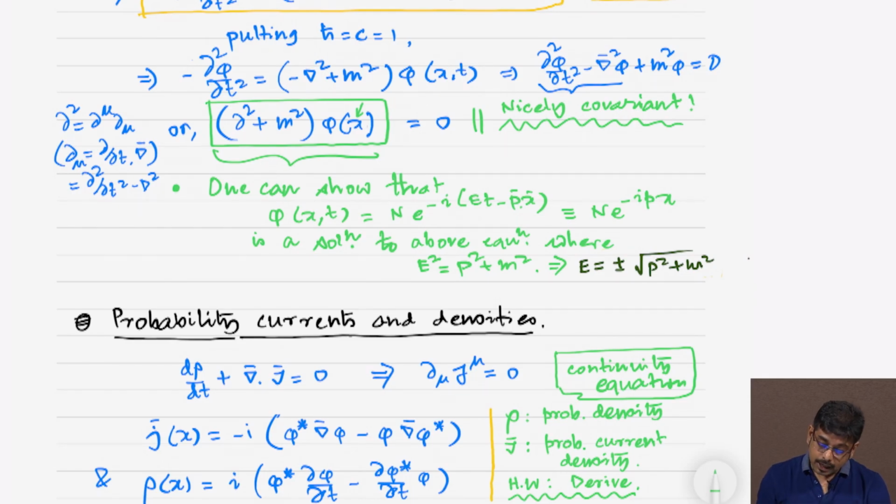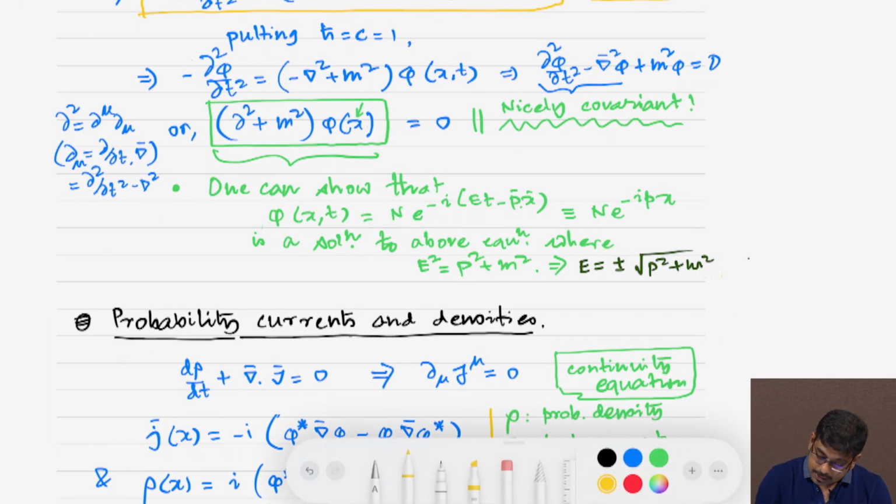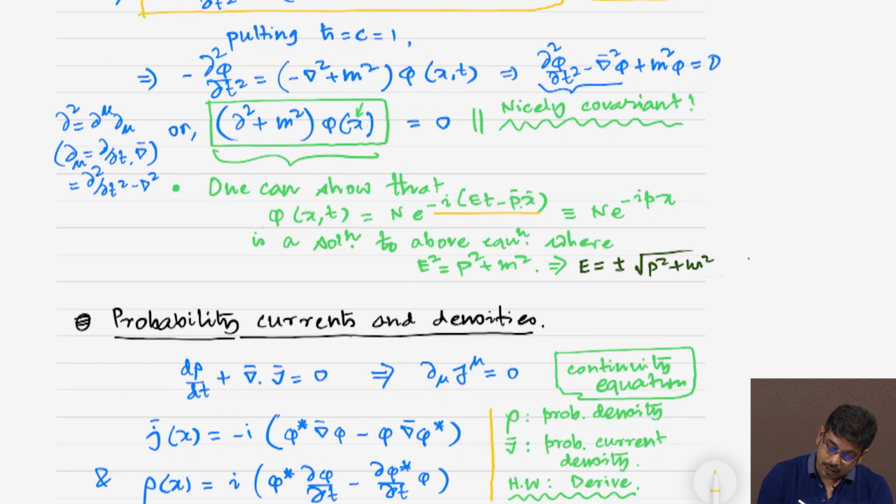Okay? And once again one can show that φ(x,t), if we take the similar plane wave solution that we wrote before, N times e to the power minus i (E t minus p·x), or φ(x) equal to N e to the power minus i p·x in the 4-component notation, is a solution of this equation once more, where you have the relation E² equal to p² plus m², or in other words E has to be equal to the square root of p² plus m².